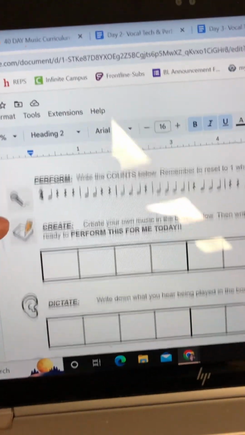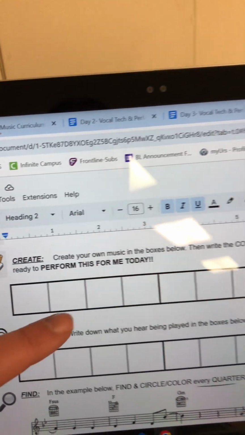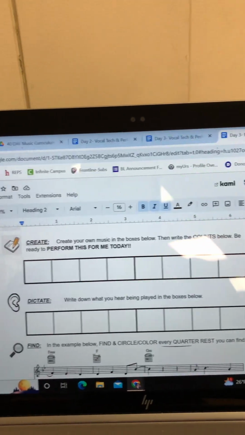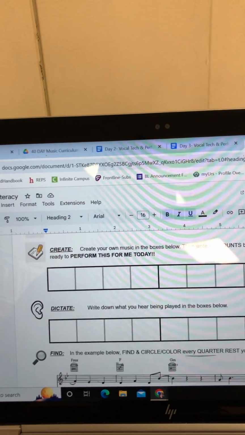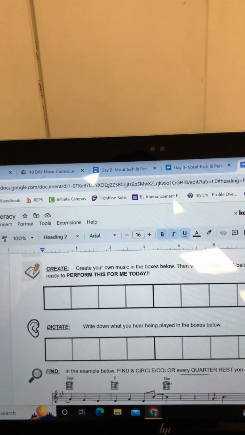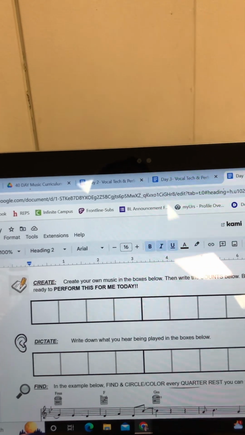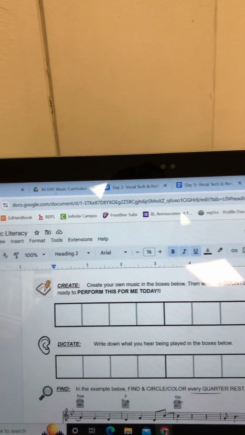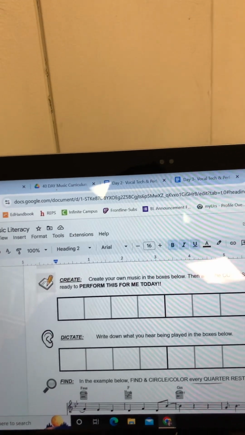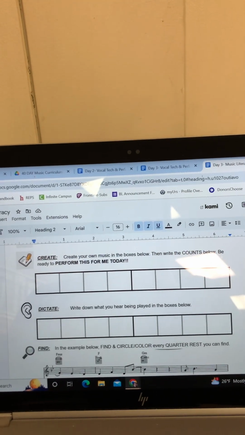Okay, the next one we're doing is creating. So you're writing a note in each of those boxes. Here's the example. You ready? Ready? 1, 2, here we go. And ta, ta, ta, ta. Okay, be really careful because the beginning's kind of tricky.